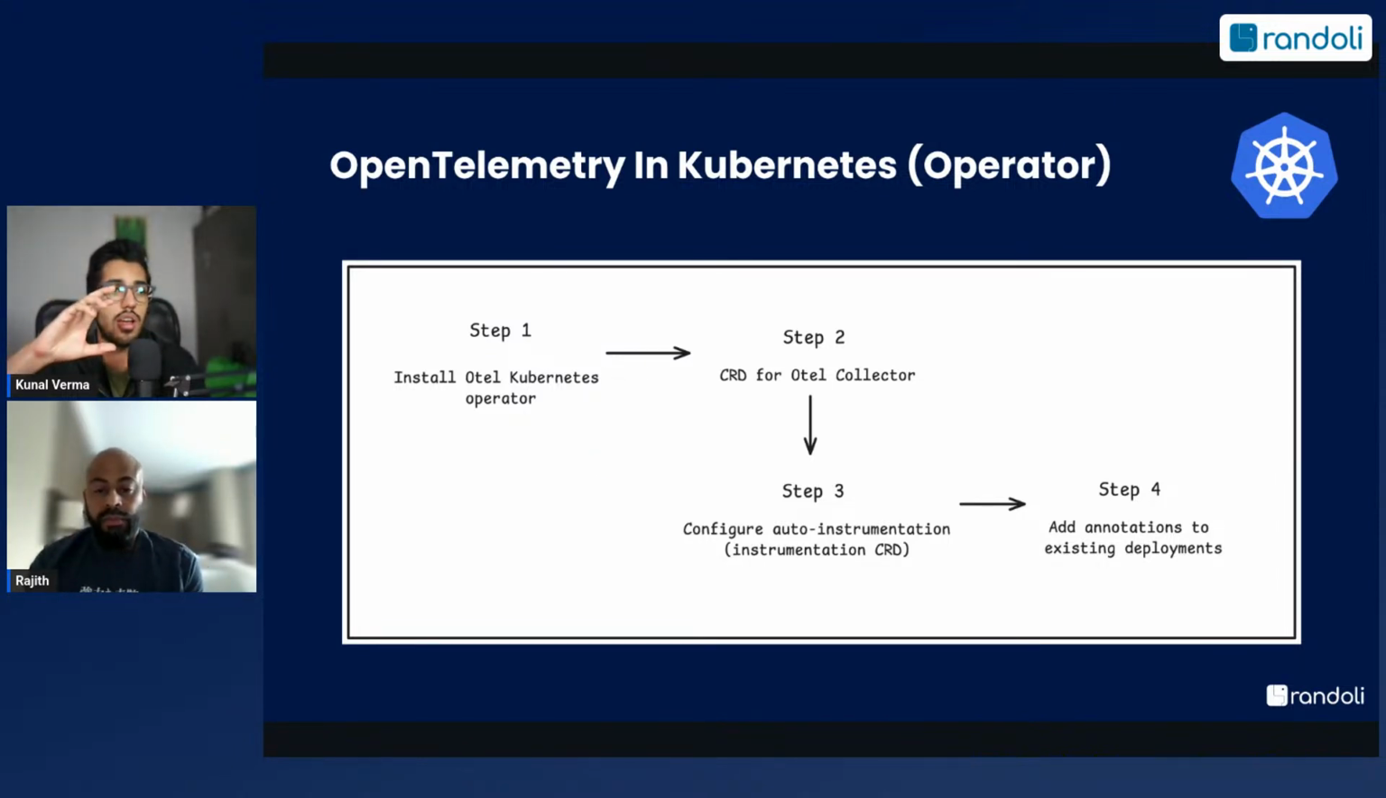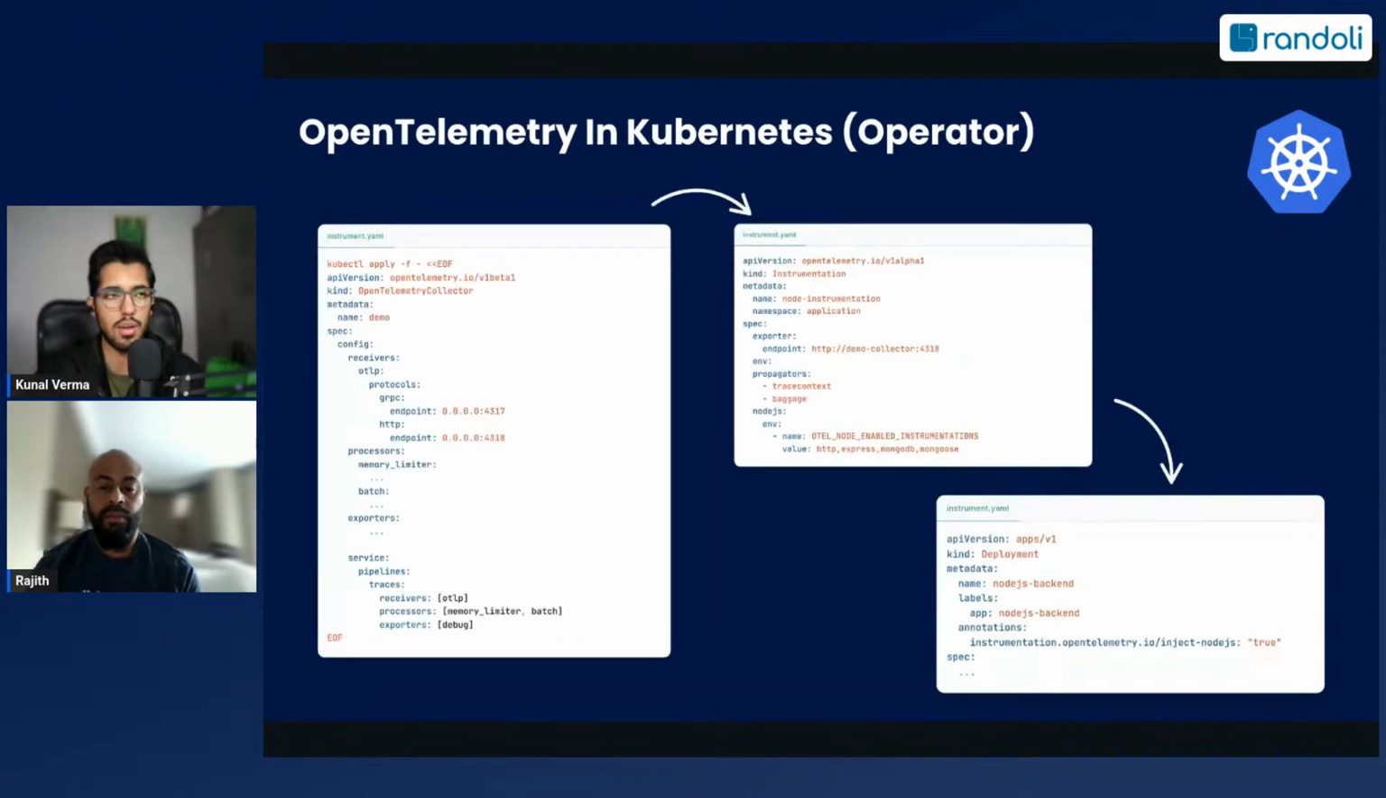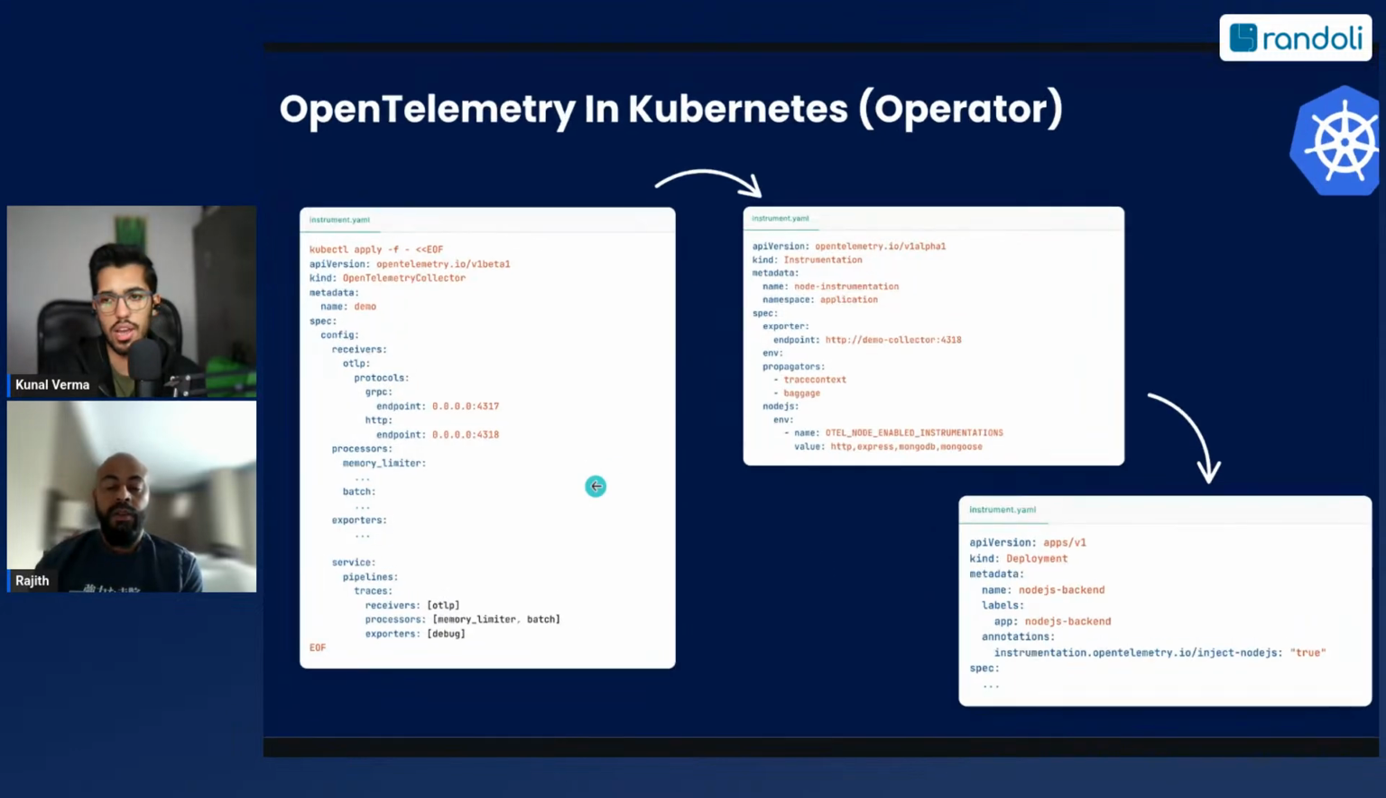So you configure the receivers, the exporters, the processors, and the entire pipeline of your collector. And then when it comes to auto instrumentation, right, you'll use the instrumentation custom resource definition to instrument your particular app. And for your existing deployments, you'll add the annotations. So just to give you all a clear picture of how that would look.